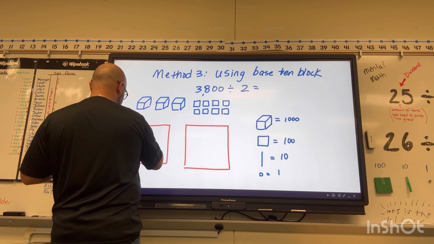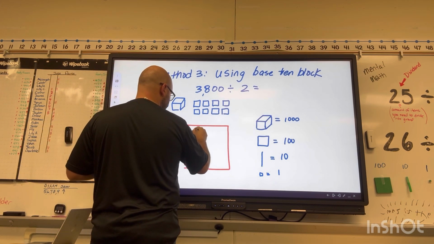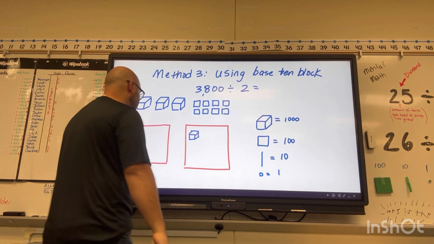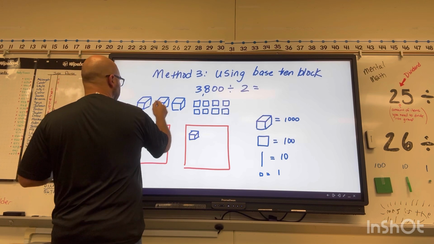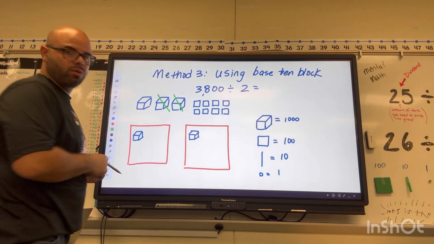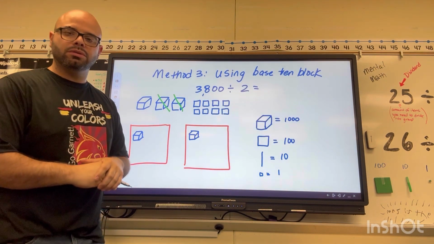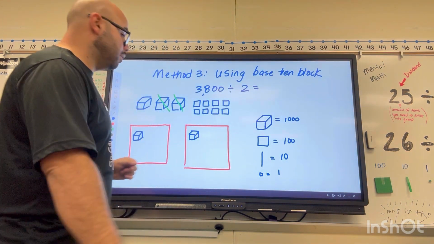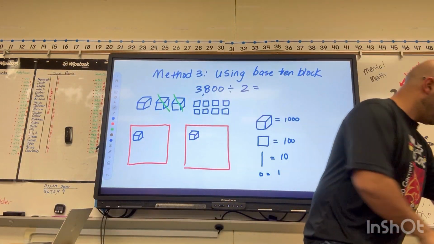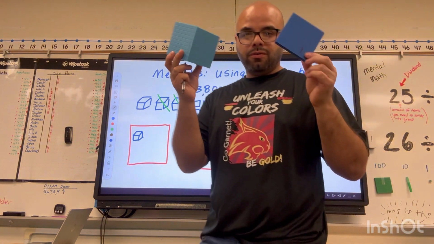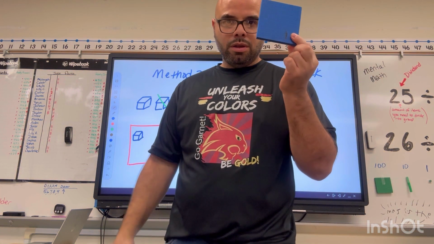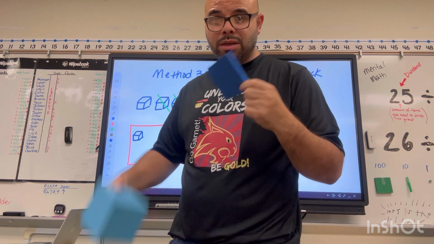I have 1, and I have 2. Okay, so now I have used 2 of the 1,000 cubes. Now, how can I divide this 1,000 into 2 groups? Again, how many of those flats fit in here? So you could fit 10 of these into here.